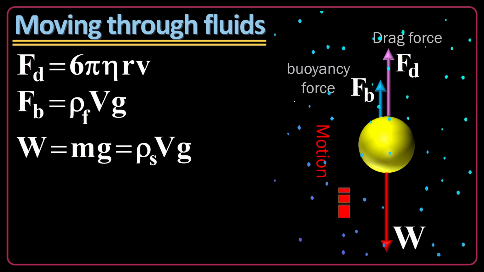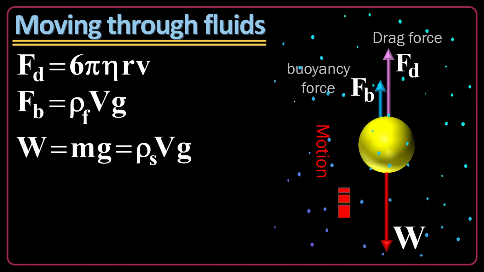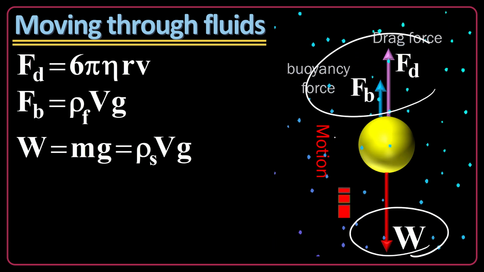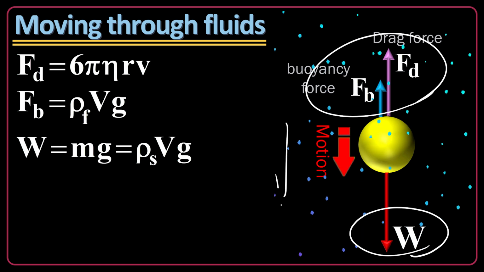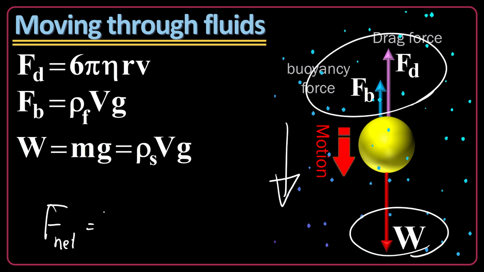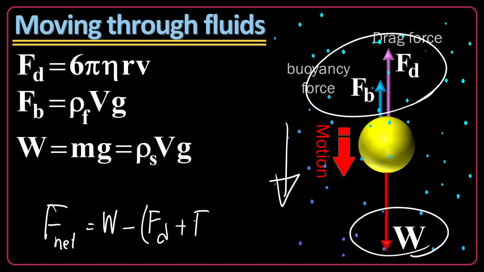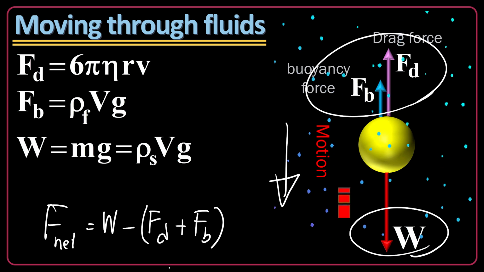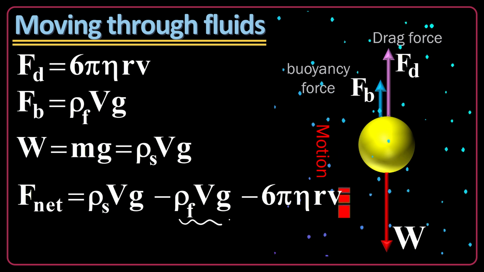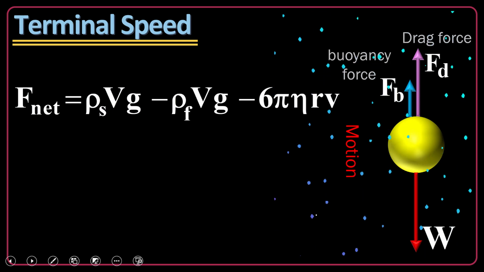Let's substitute that. Now I will find the net force. At the beginning, I suppose that W is larger than the sum of these two forces. So the net force is downward and it's going to be, let's say, F net is W minus Ft plus Fb. Okay? And then I plug in the values like that. These are the two opposing forces.